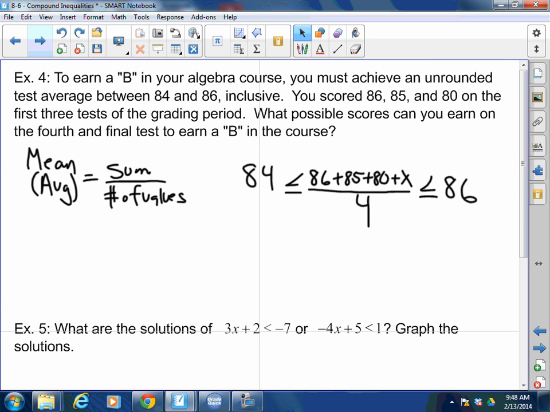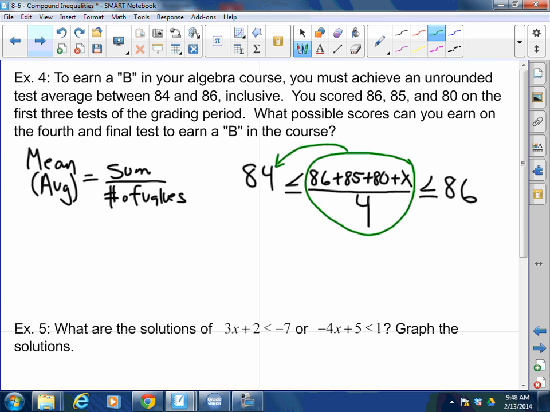Why would I put the 86, not the 84? Because remember, I always go from lowest to largest. I want my average to be greater than 84 or less than or equal to 86. Because all I want is a B. So I need my grades inclusively between 84 and 86. Does that make sense? Now, how do you think we solve this?